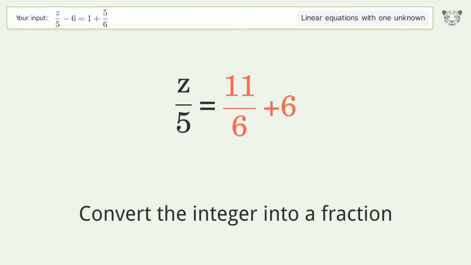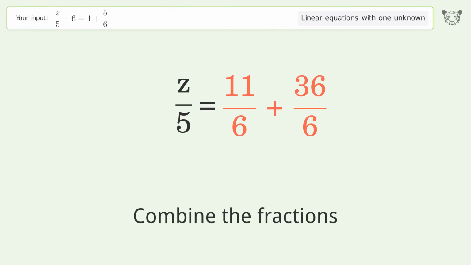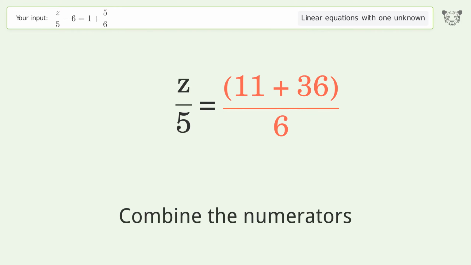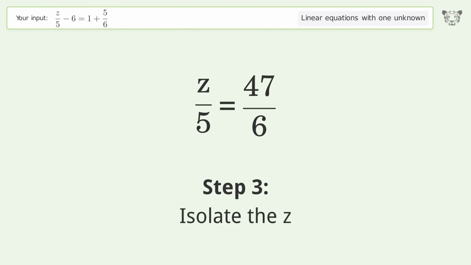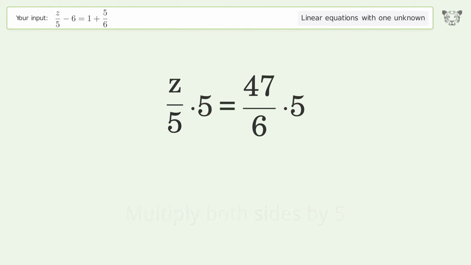Convert the integer into a fraction. Combine the fractions. Combine the numerators. Isolate the z. Multiply both sides by 5. Group like terms.